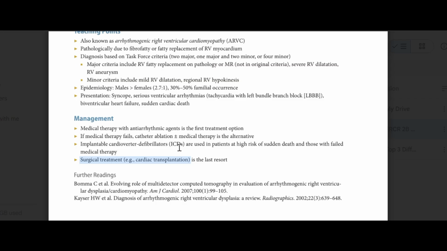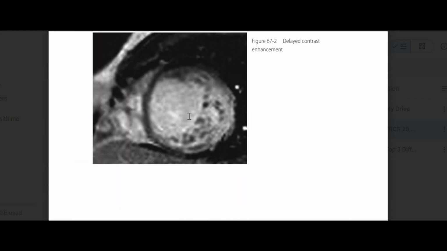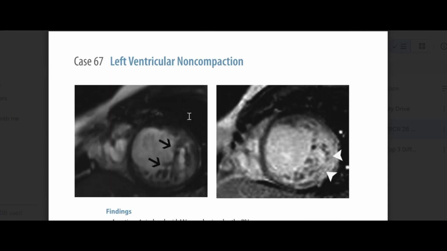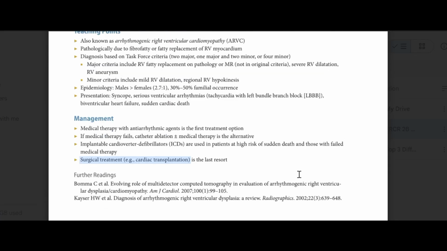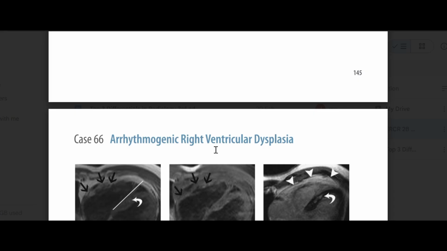Medical, implantable cardioverter defibrillator if there is a high risk of sudden death, and surgical. This is another case of arrhythmia. A common cardiomyopathy to cause arrhythmia is called left ventricular non-compaction. So the first one was in the right ventricle, right ventricular dysplasia.